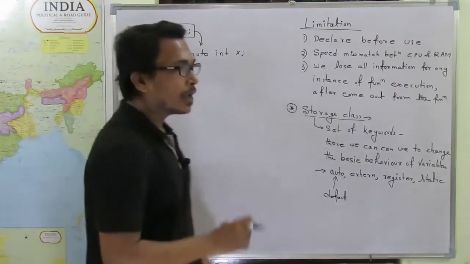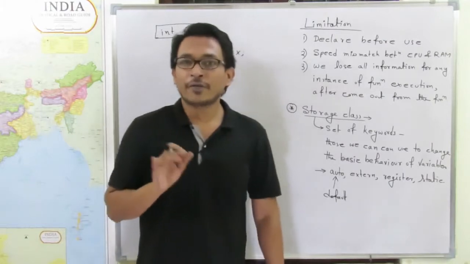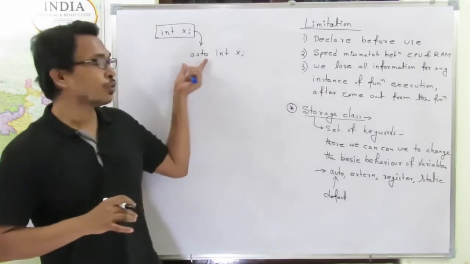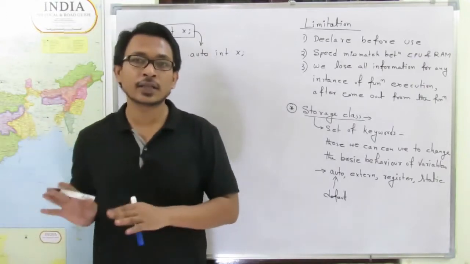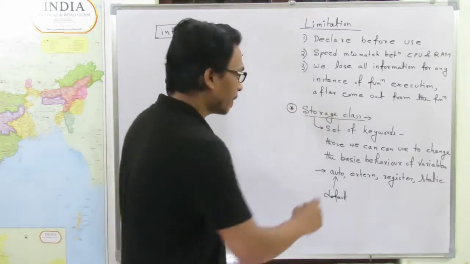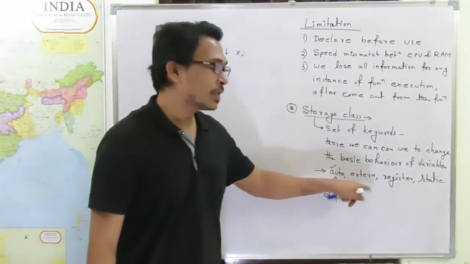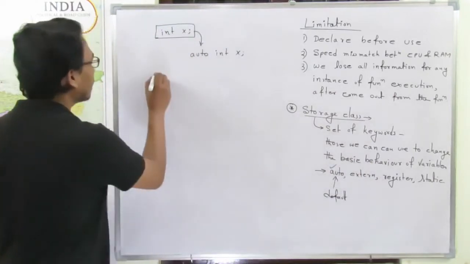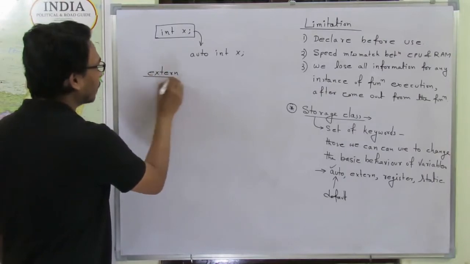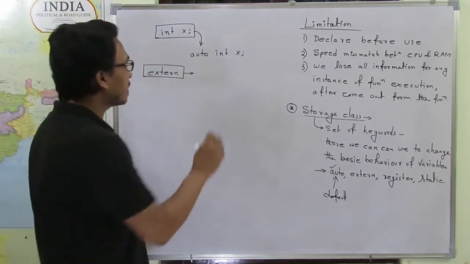That means till now whatever we know about a variable, all that information comes under this auto storage class. So there is nothing new to learn in auto storage class. Clear? So auto is already done. Now the next part, what is extern? Extern storage class.